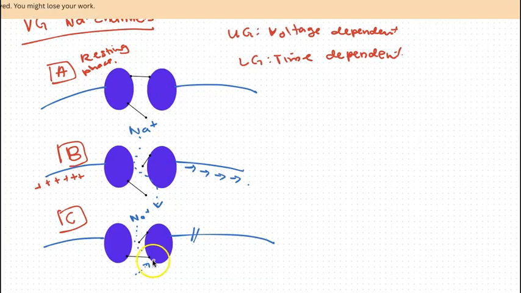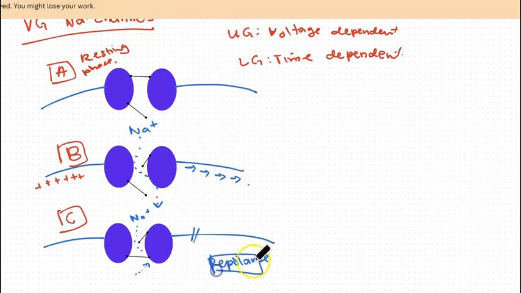Now, in order for the lower gate to open, the voltage-gated sodium channel membrane has to repolarize for it to return back to its resting state, where the lower gate opens and the upper gate closes, so that the cycle can continue when action potential reaches it.